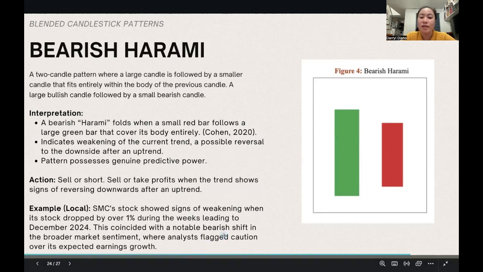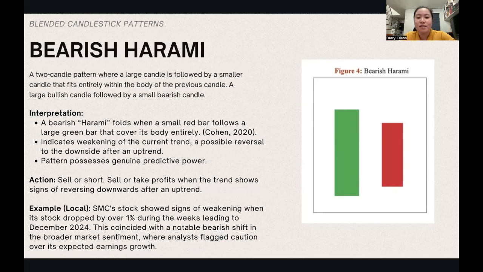So what do we do after this? You have to sell or short. Sell or take profits when the trend shows signs of reversing downwards after an uptrend, or you might just want to tighten up your stop loss strategy.